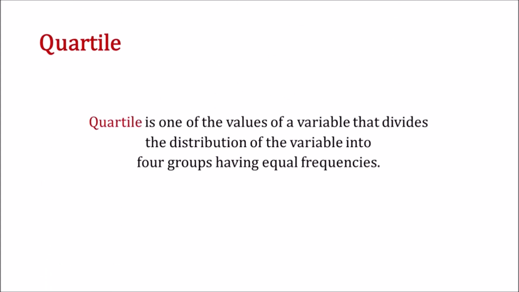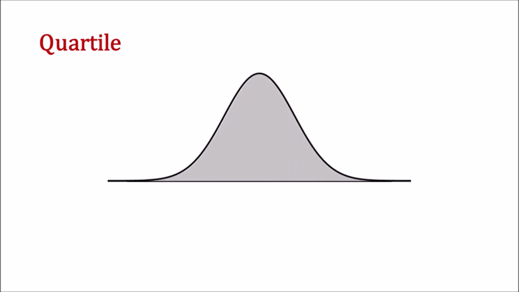Quartile. Quartile is one of the values of a variable that divides the distribution of the variable into 4 groups having equal frequencies. Let's say we have a data distribution like this. And we divide the data into 4 groups.